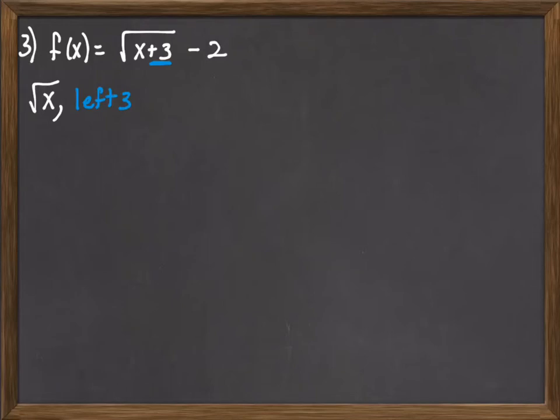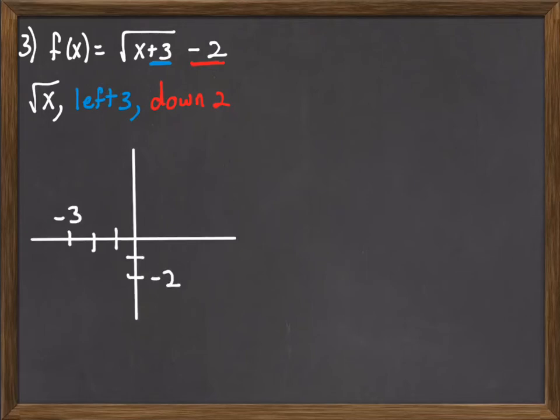And then we have a minus 2 on the outside. Outside is a vertical change, and it's exactly what it is. So we're going to move the graph down 2 units. So we go ahead and we draw our axes. We're going to be going left 3 and down 2. And again, what that's going to do is move that 0, 0 point. So it's now at negative 3, negative 2. And then we would draw in our C-shaped graph, or however you want to think of that square root graph.